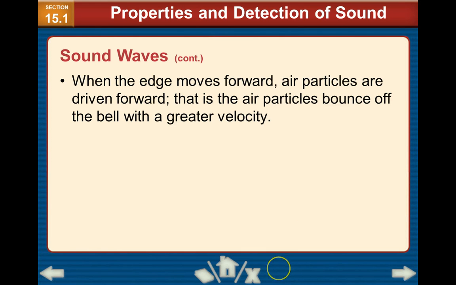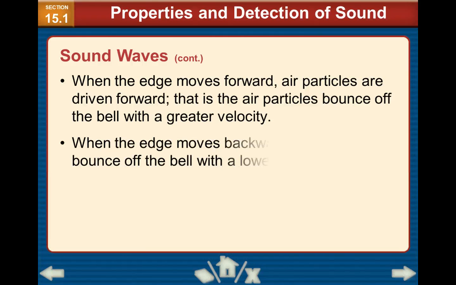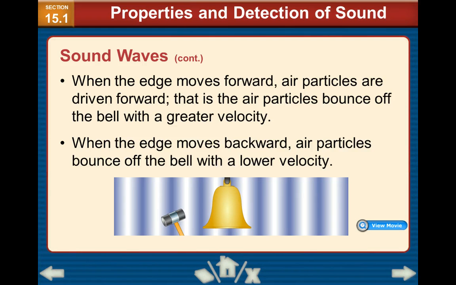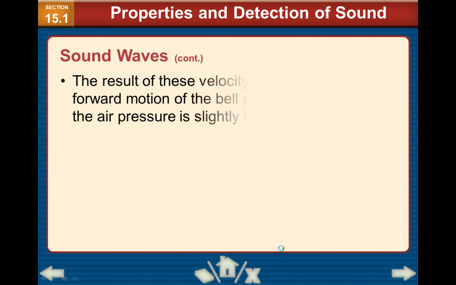Again, the edge moves forwards and the air particles are driven away from it. The air particles bounce off the bell with a greater velocity. When it's moving backwards, the particles bounce off with a lower velocity. That doesn't mean there's no pressure, but it's just a greater pressure or lesser pressure. This pressure is about atmospheric pressure, this pressure just slightly above atmospheric pressure.